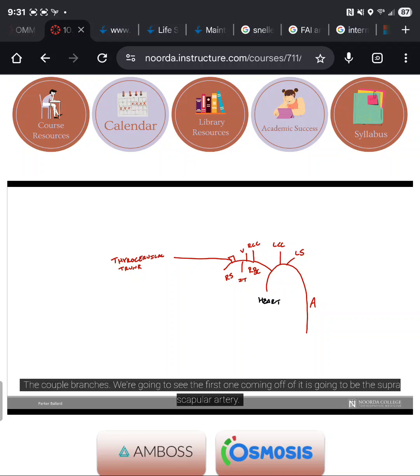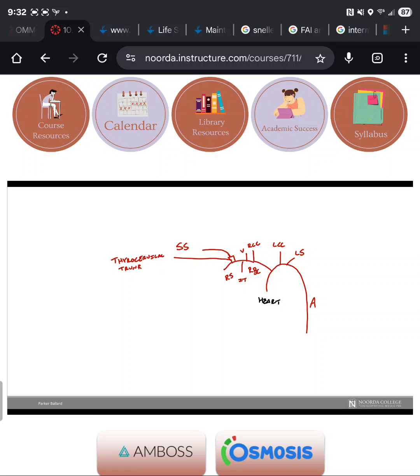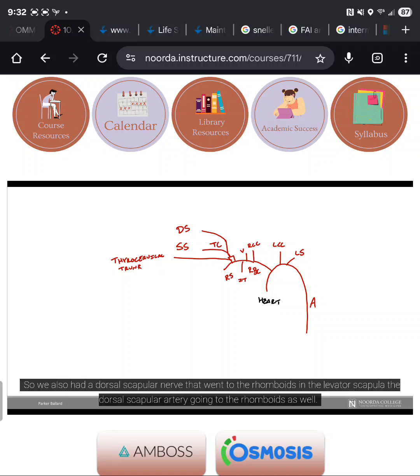The couple branches we're going to see, the first one coming off of it is going to be the suprascapular artery. So we know we have a suprascapular nerve that goes to supraspinatus and infraspinatus. This suprascapular artery runs with that nerve to also supply those muscles. So suprascapular artery. And then also off of that trunk, as we continue, there is a transverse cervical artery, and that has two branches. One of those branches, we'll draw it here, the dorsal scapular artery. So we also had a dorsal scapular nerve that went to the rhomboids and the levator scapulae. The dorsal scapular artery going to the rhomboids as well.